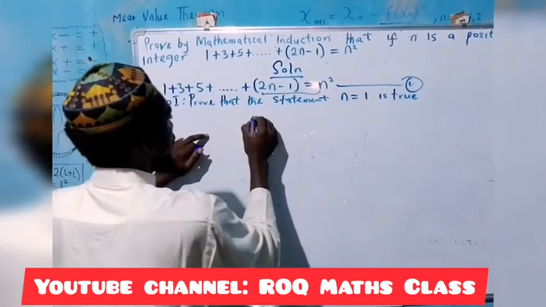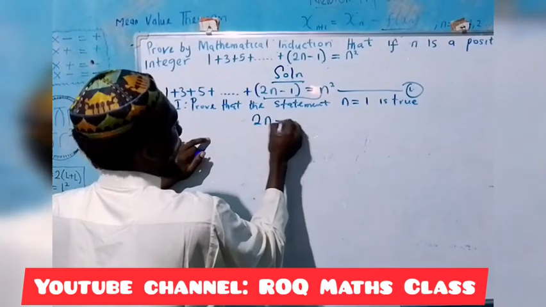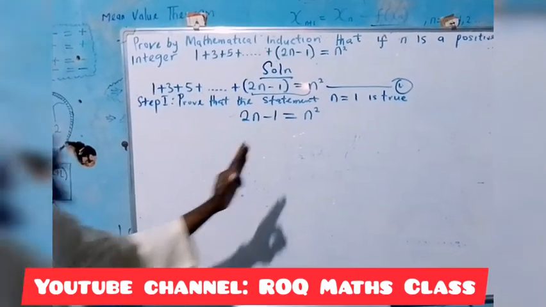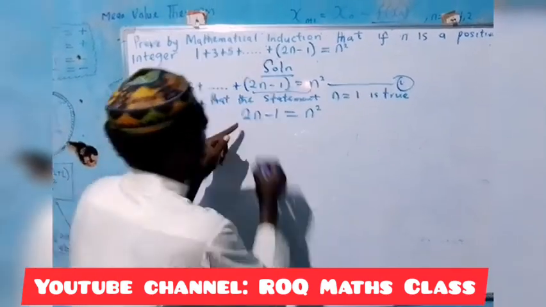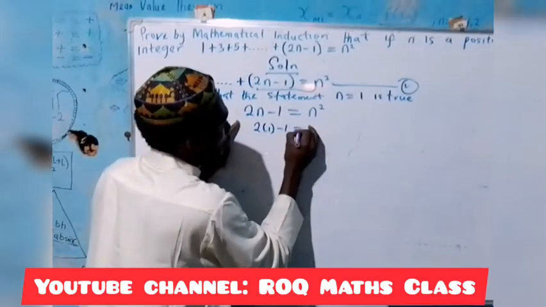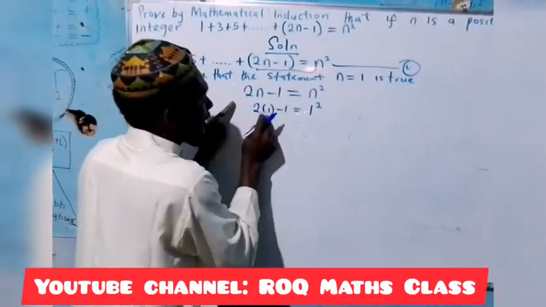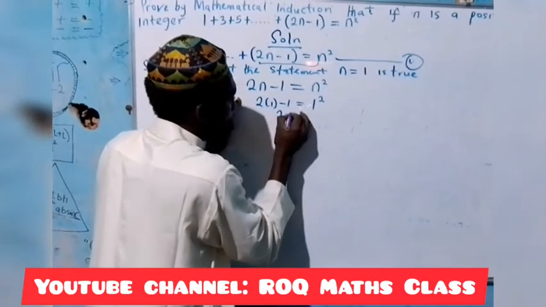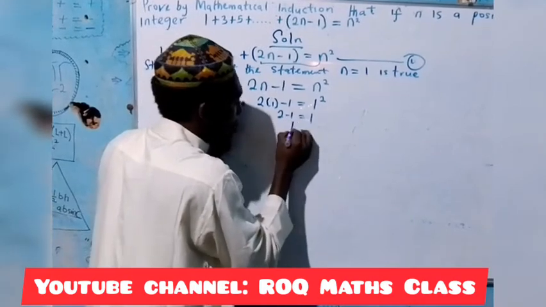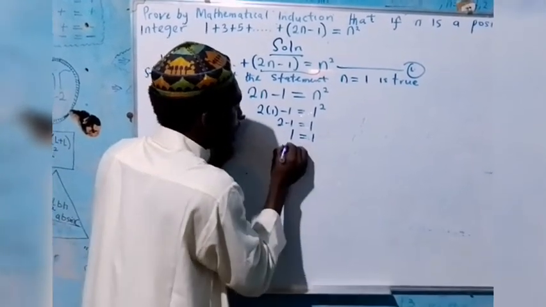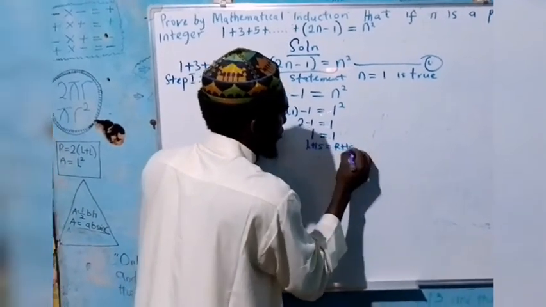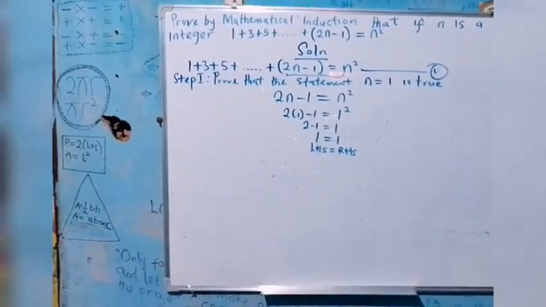Now, I'm going to consider this part only. This is my equation 1: 2n minus 1 equal to n squared. Whenever I see n, I'm going to put 1. I have 2 into the bracket of 1 minus 1 equal to 1 squared. That is 2 times 1 is 2, so I have 2 minus 1 equal to 1. So 2 minus 1 is 1, equal to 1. Therefore, my left hand side equals my right hand side. This is the first step.